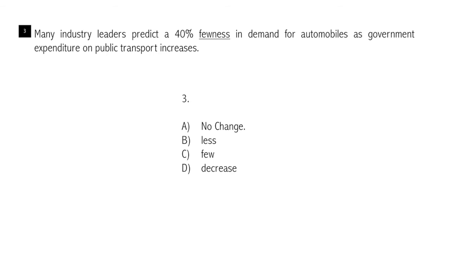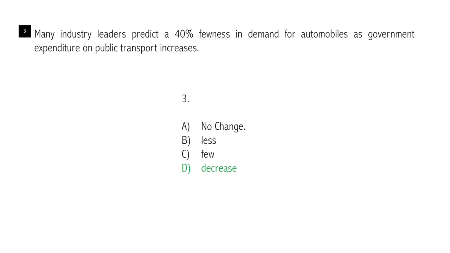So predict a 40% less in demand. We can't use less in this context, right? We need something along the lines of reduction. Or 40% few in demand does not really make sense. We see the decrease: a 40% decrease in demand does, however, make sense, and therefore we can say it's D.